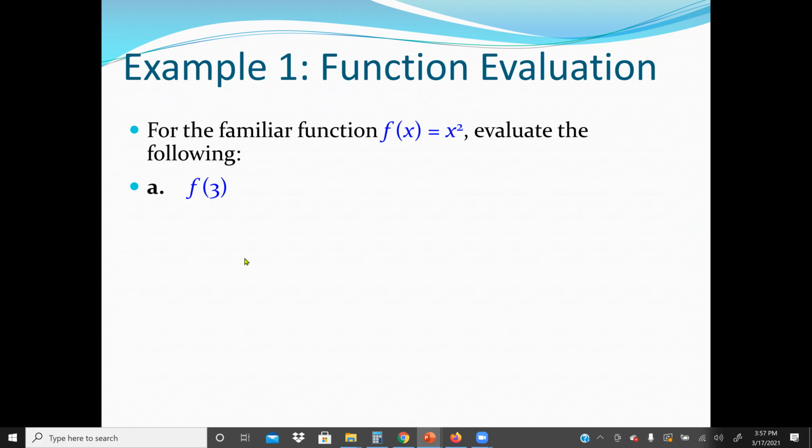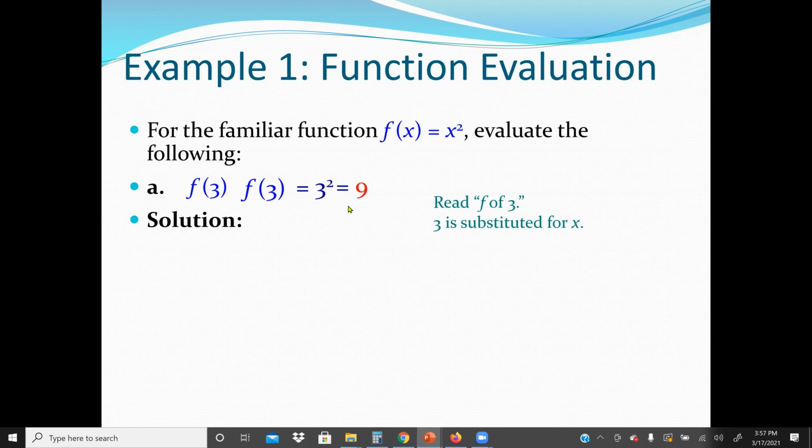Let's see an example of how to evaluate a function. Here we have a function f at x equal to x squared. We are going to evaluate f at 3. Since the function is x squared and we have 3 as the variable, anywhere we see x, we are going to substitute 3. So we have 3 squared, so our answer will be 9. This is read as f at 3, and 3 is substituted for x.